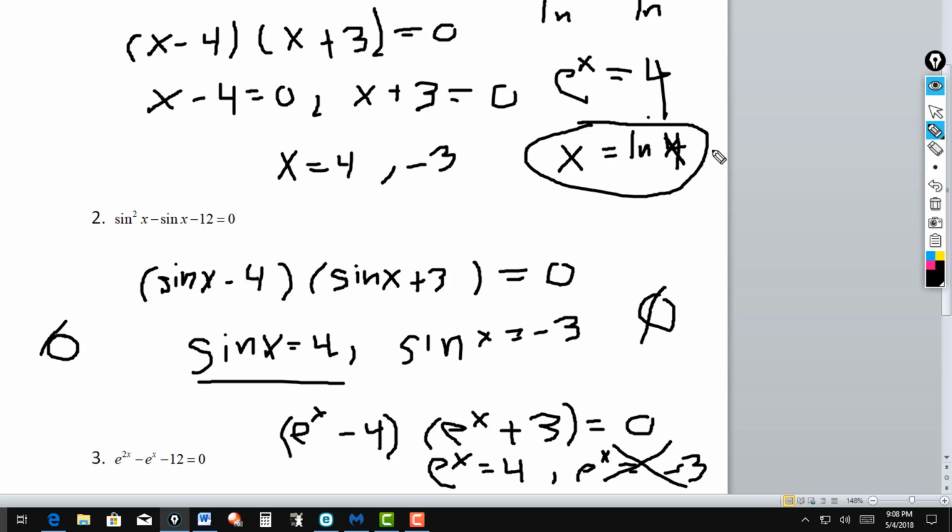Okay, so that was a short video just to show you how you can solve three different types of equations with the same method. So we'll see you in the next video.